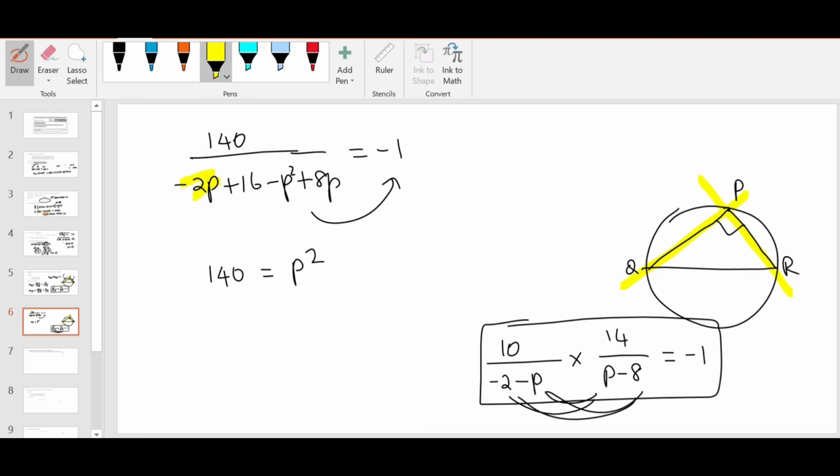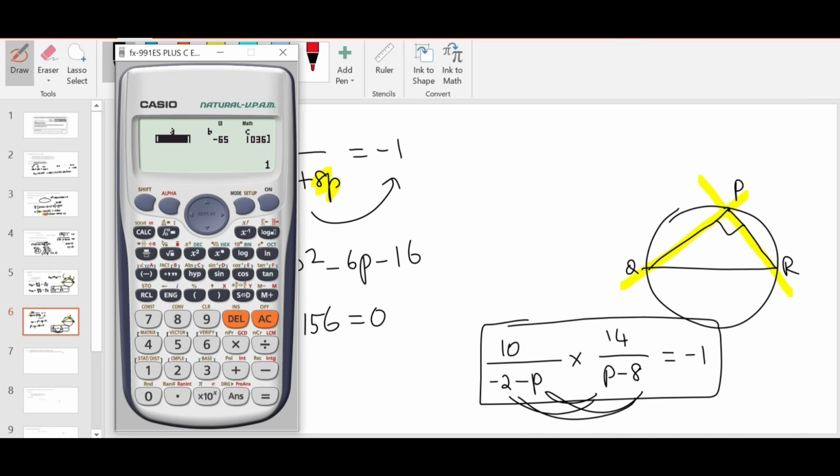Simplify these two like terms, you will get 6p goes to the other side, minus 6p minus 16. So the quadratic is minus 156 is equal to 0. Solve it, find the value of p. You take only the positive number. 1 minus 6 minus 156.